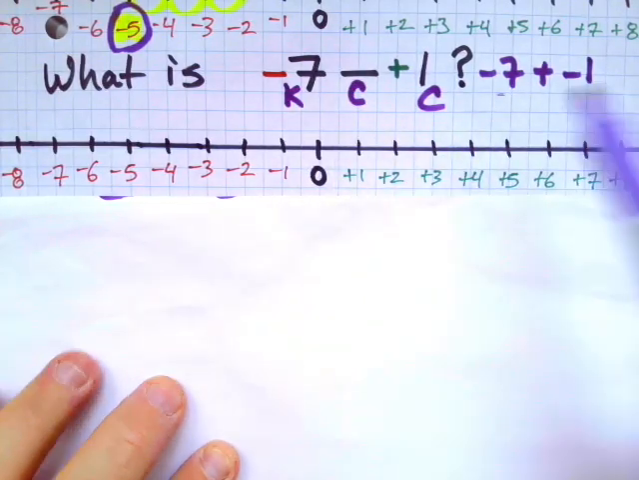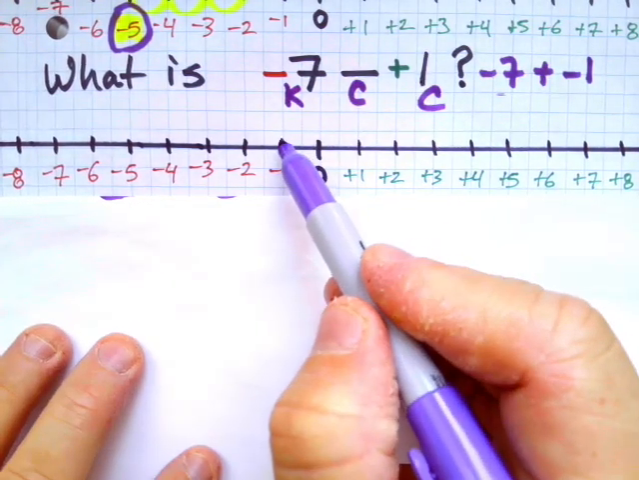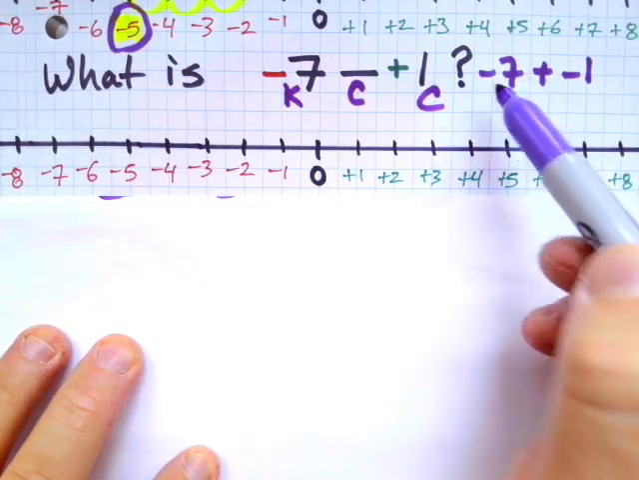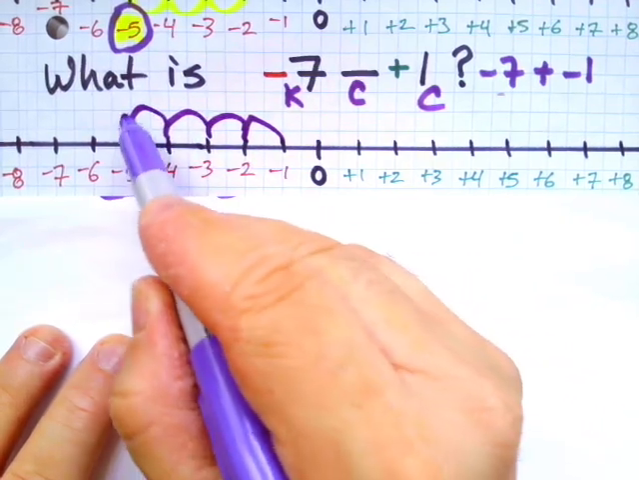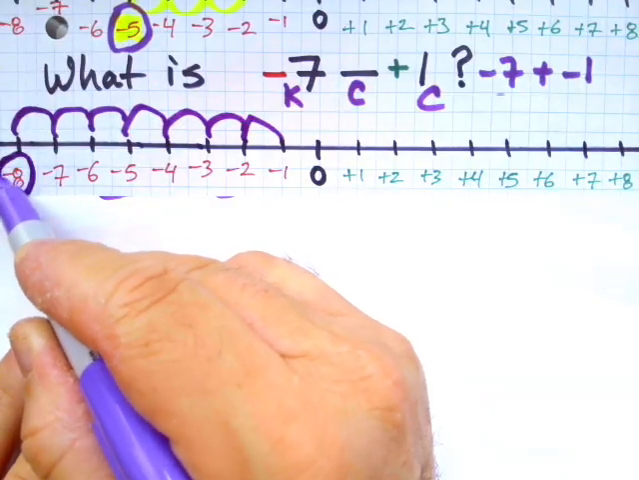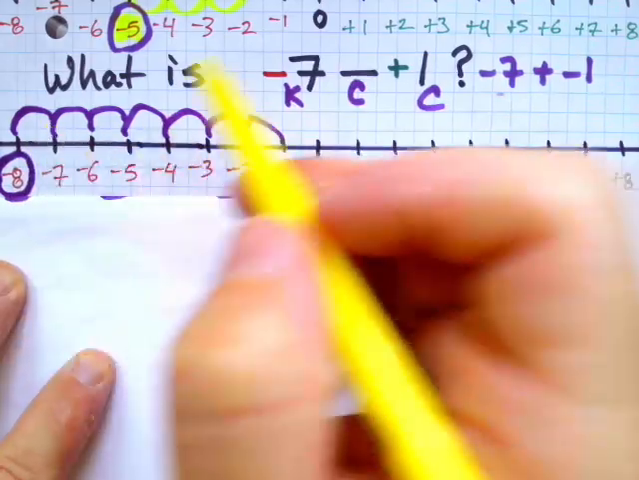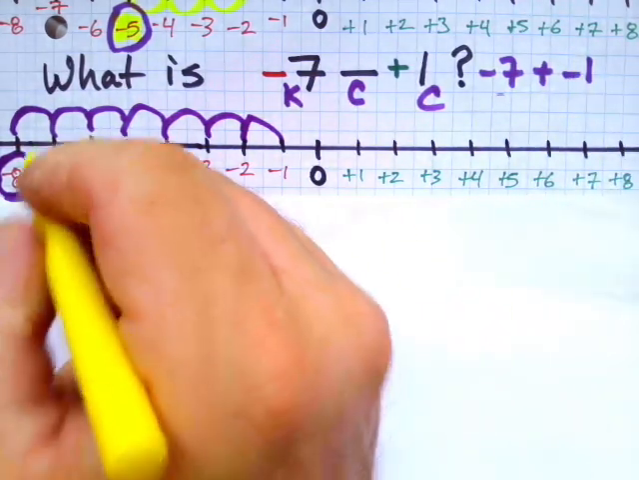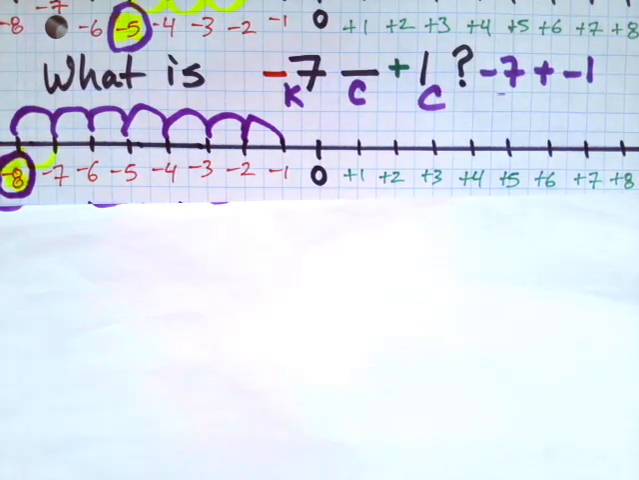Now we can start anywhere on this number line, at -7 or at -1. Let's start at -1 and go 7 in the negative direction. So 1, 2, 3, 4, 5, 6, 7. My answer is going to be a -8. Now, you could have also started at that -7 and gone one direction in the negative direction, which would give me the same answer, -8.